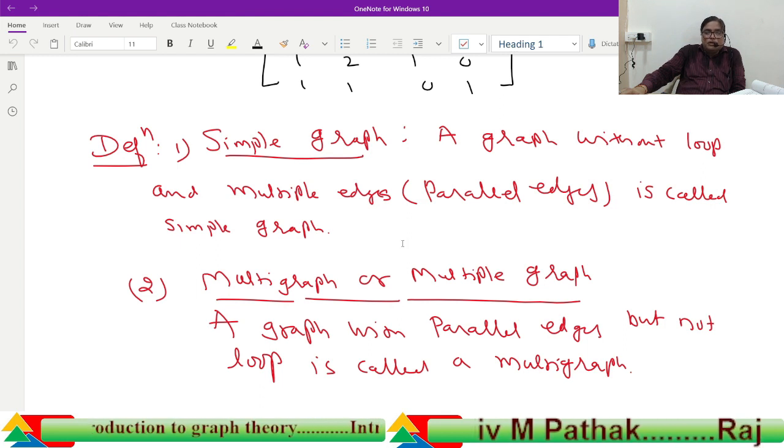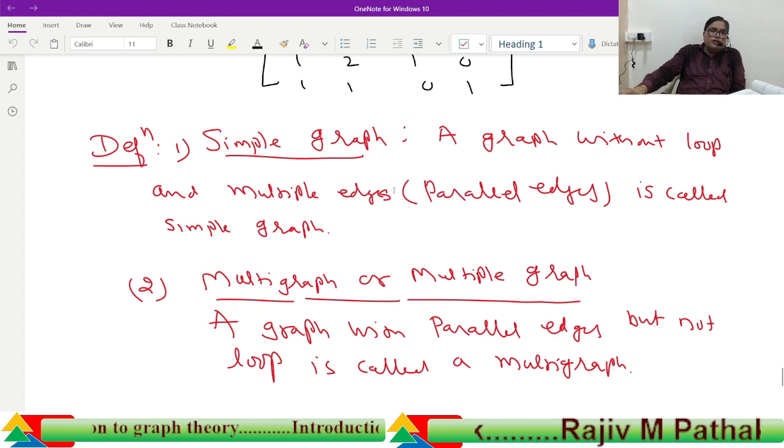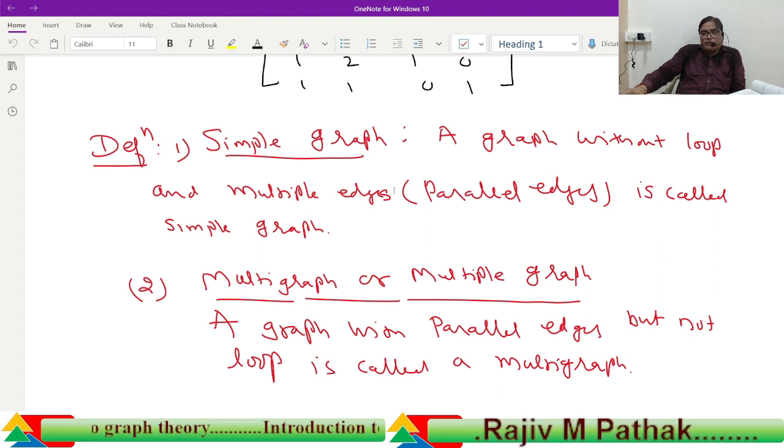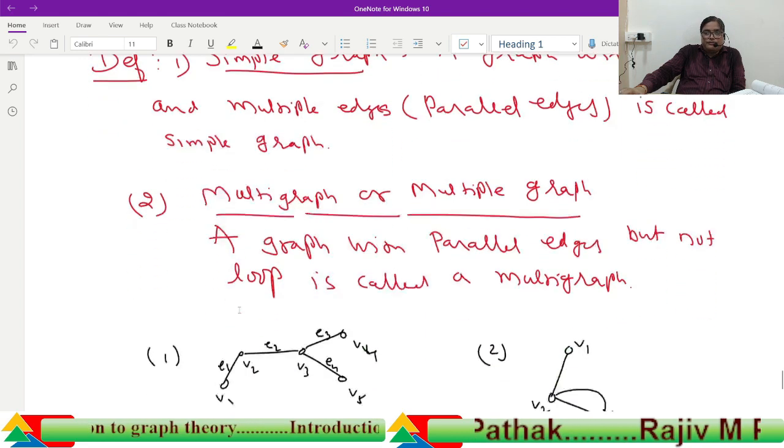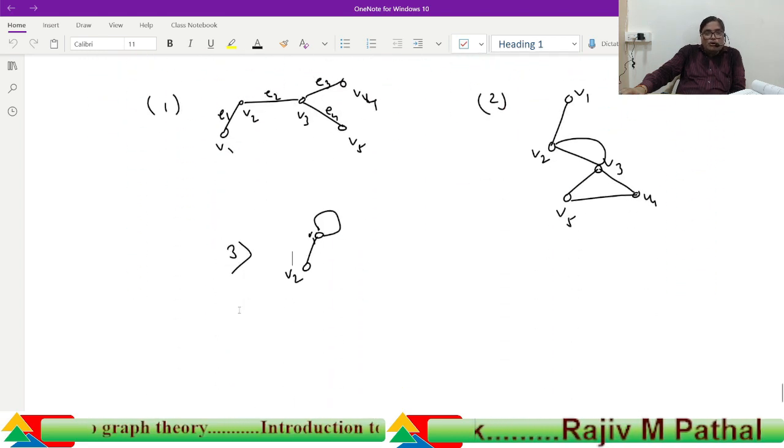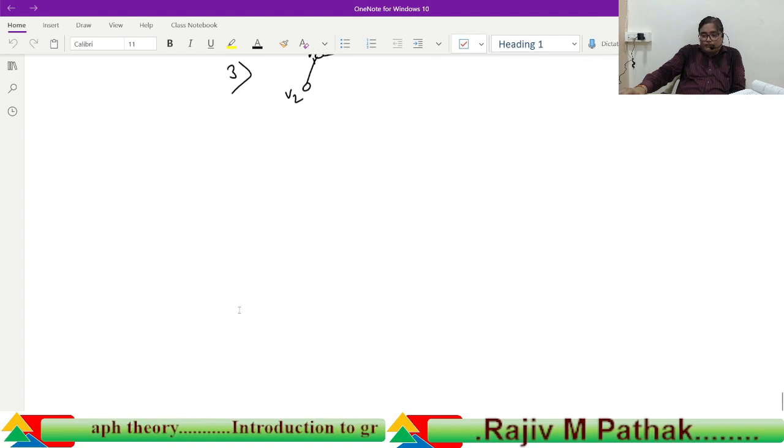Now, once you read these two definitions, then definitely there is one question in your mind. Now look at definition 2. What is a multigraph or multiple graph? A graph with parallel edges but not loops is called a multigraph. So in your mind there is one question. What happens if a graph has both parallel edges and loops? What is the name of that graph? So there is a third type of graph which is called a compound graph or pseudograph.